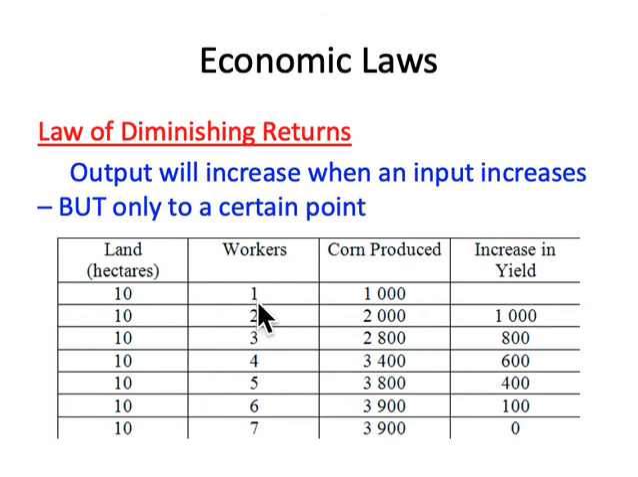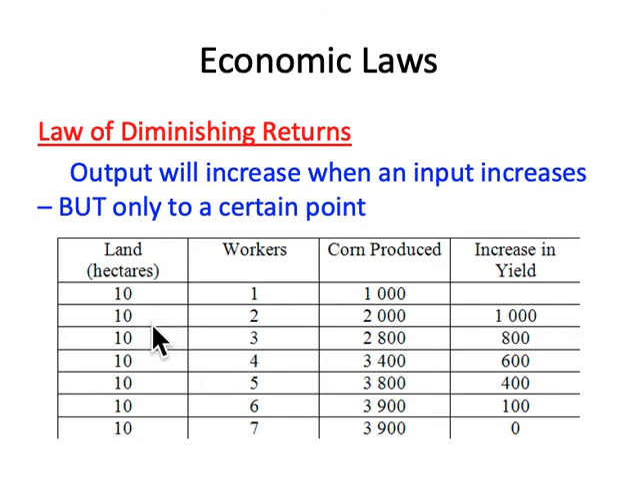So by hiring that second worker, or 1 more worker, the yield increased by 1,000. So my return has increased by 1,000, right? So my output will increase when input increases. Correct. That did happen. Okay?